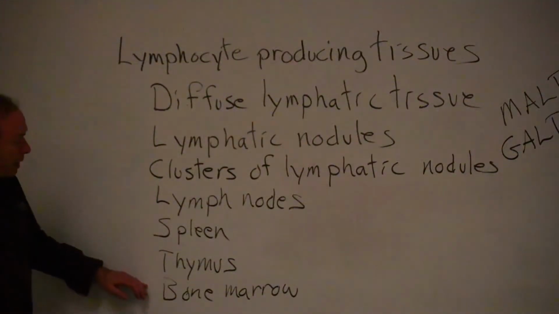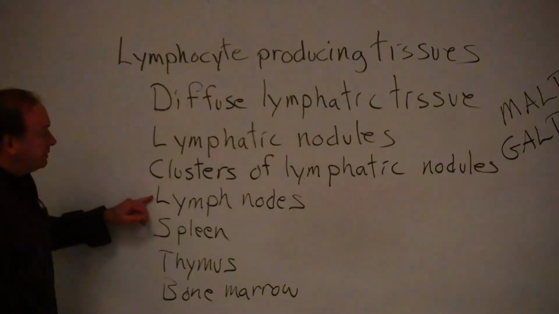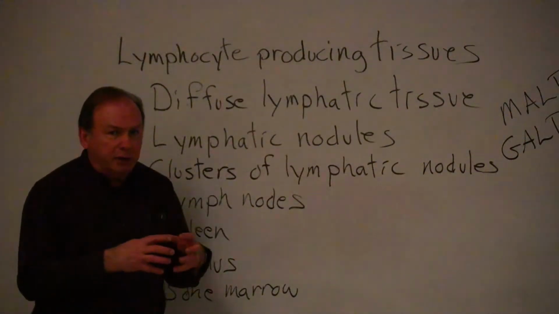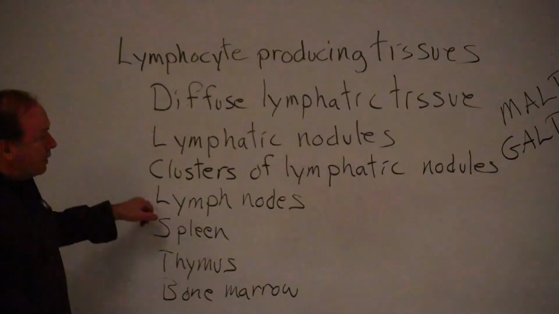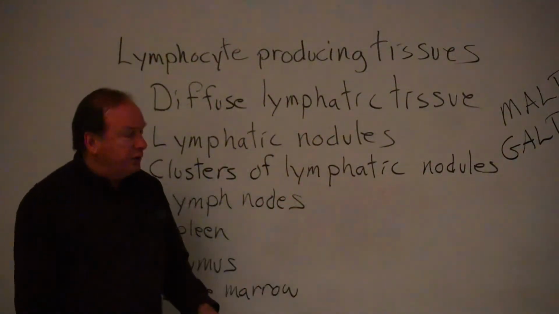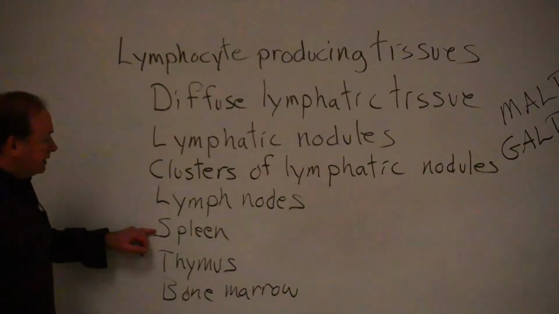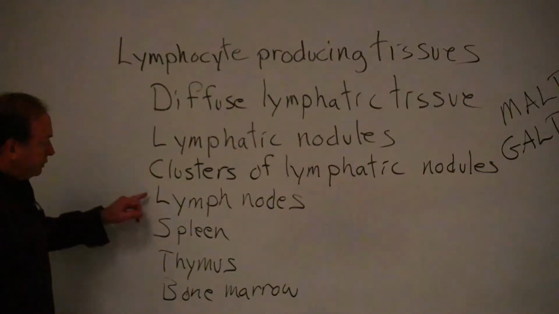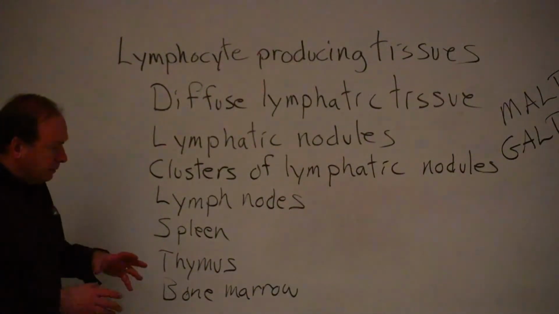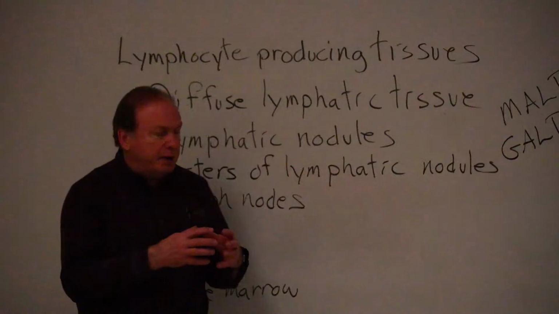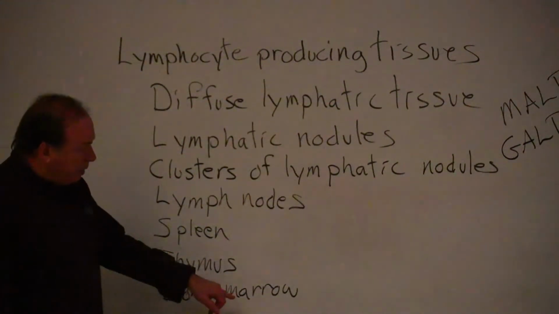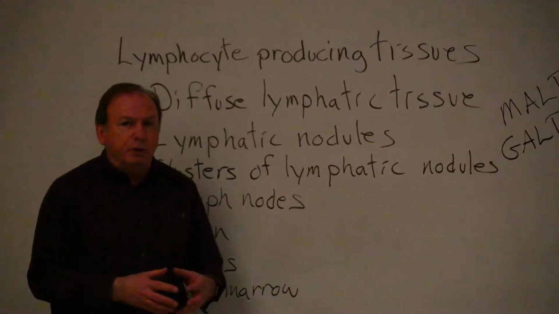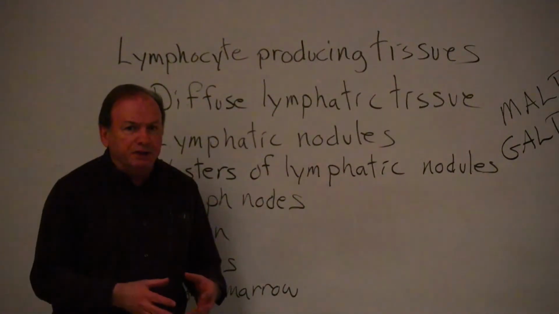Next, we have organized organs that have a capsule. They're encapsulated organs that have a discrete structure. First of all, lymph nodes, which are numerous throughout the body, the spleen, and the thymus. So these are identifiable organs that are encapsulated. And finally, we have bone marrow. So all of our blood is being produced in bone marrow, all our different blood cell types.